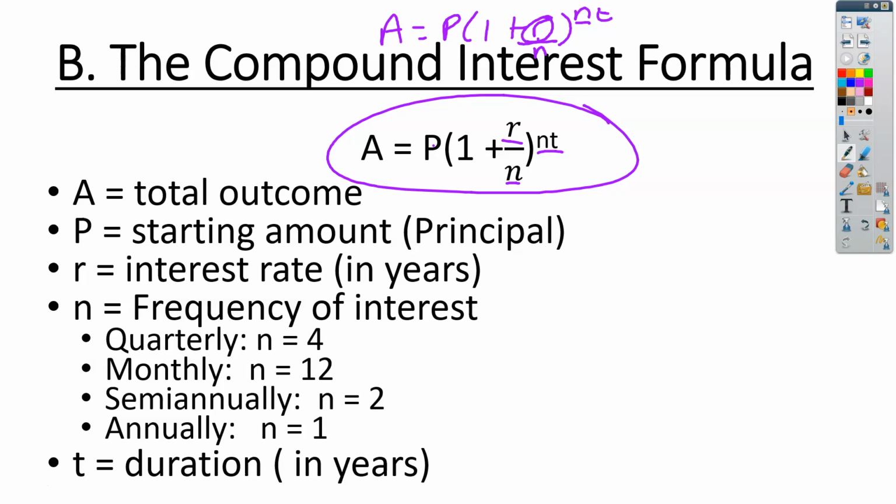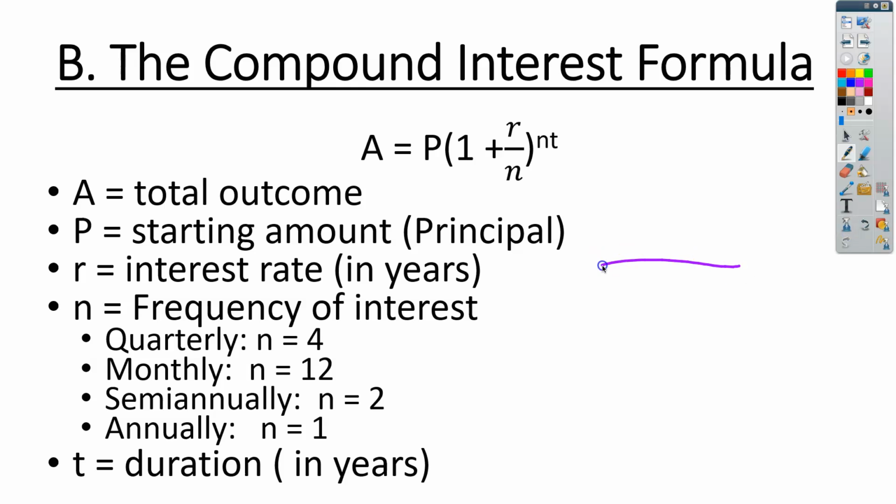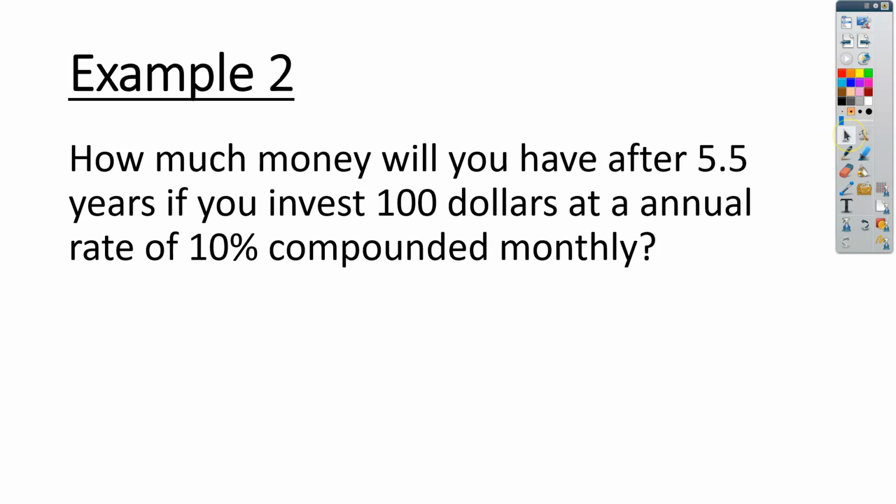Sometimes on your homework, they're just going to tell you. They're going to say it's compounded 12 times a year or 5 times a year. Then you're just going to use that. But sometimes they use this other fancy language here. And T just represents how many years they're doing it for. So that's it. I've talked to you guys quite a bit. Now we're ready to actually do an example. So let's do a quick example. Go ahead and find example 2 there, please.